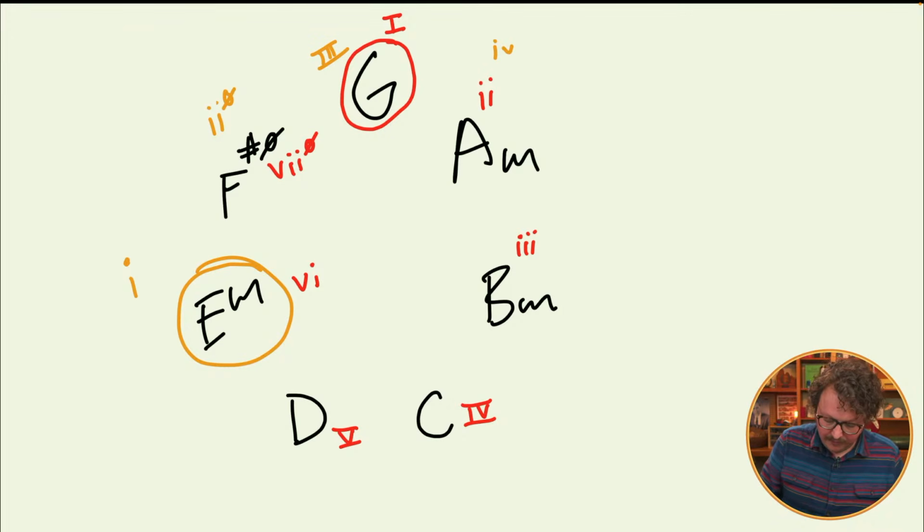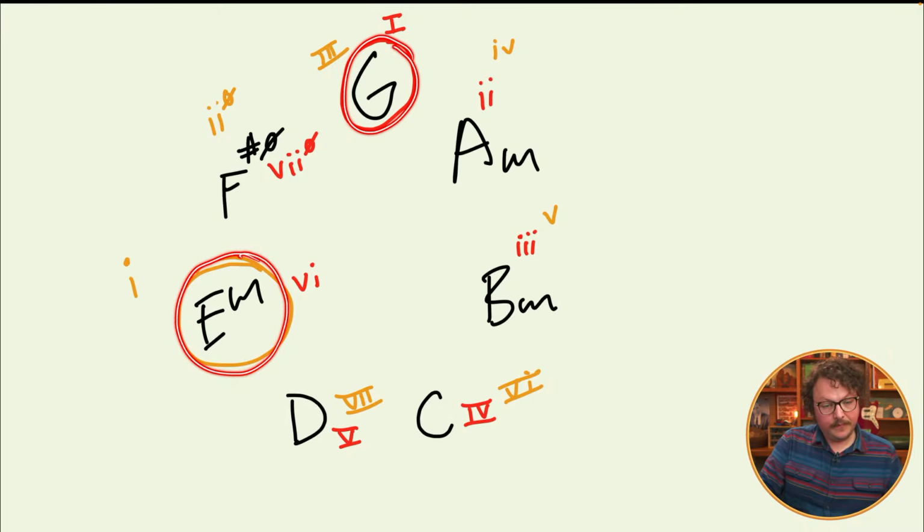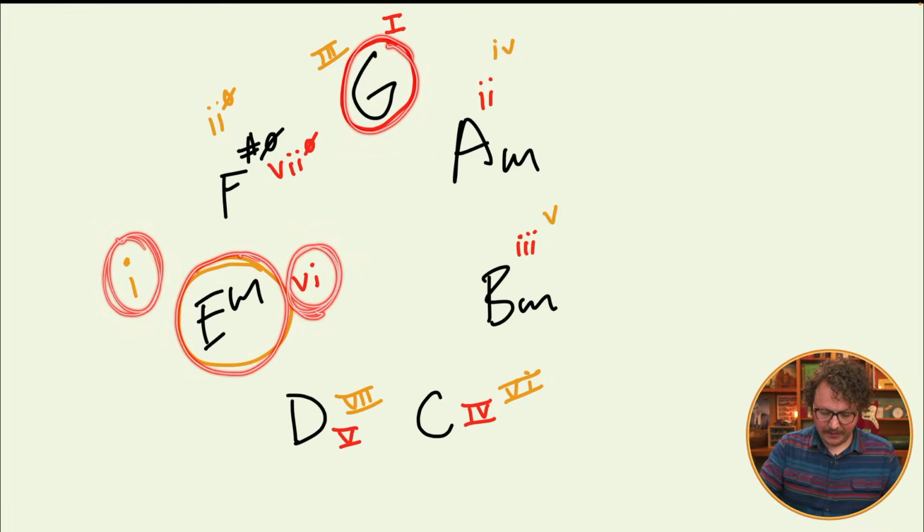So this is now 4, this is now 5, this is now 6, still major and minor, and this is now 7. So literally all the same chords, just relabeled to focus on this one as the 1 chord instead of this one. In other words, the 6th chord in every major key is the 1 chord of its relative minor key.